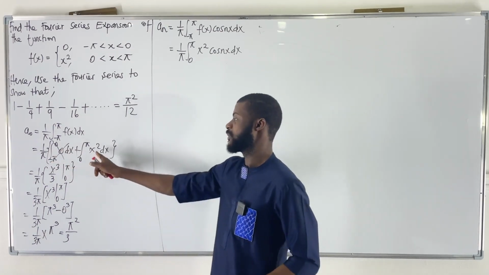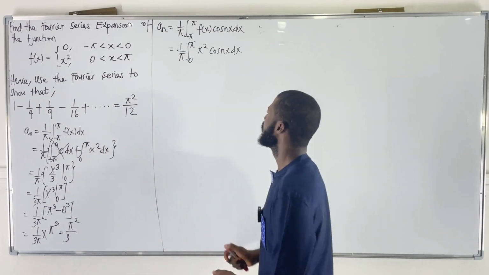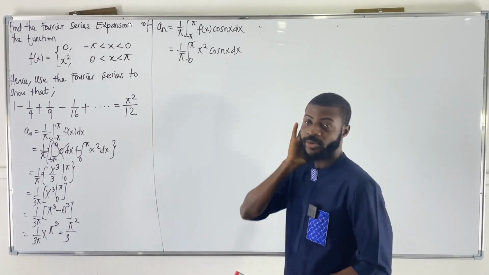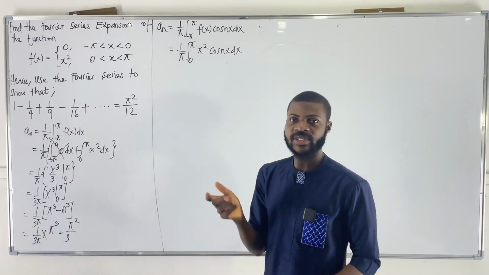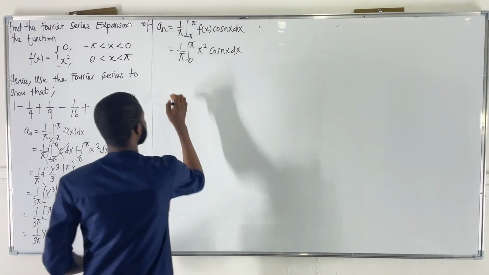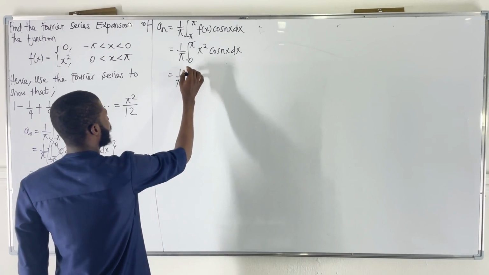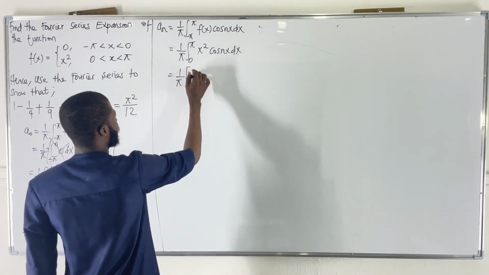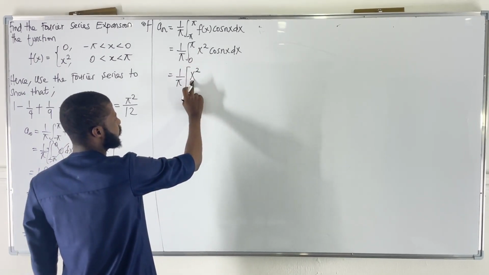But this time around, remember that it's multiplied by the cosine. All right, so let's integrate this. We're going to be using integration by parts, but there's a shorter way to do that. So what I would do is to say this is 1 over pi, open up a bracket, write your x squared. Then differentiate x squared until you get 0.